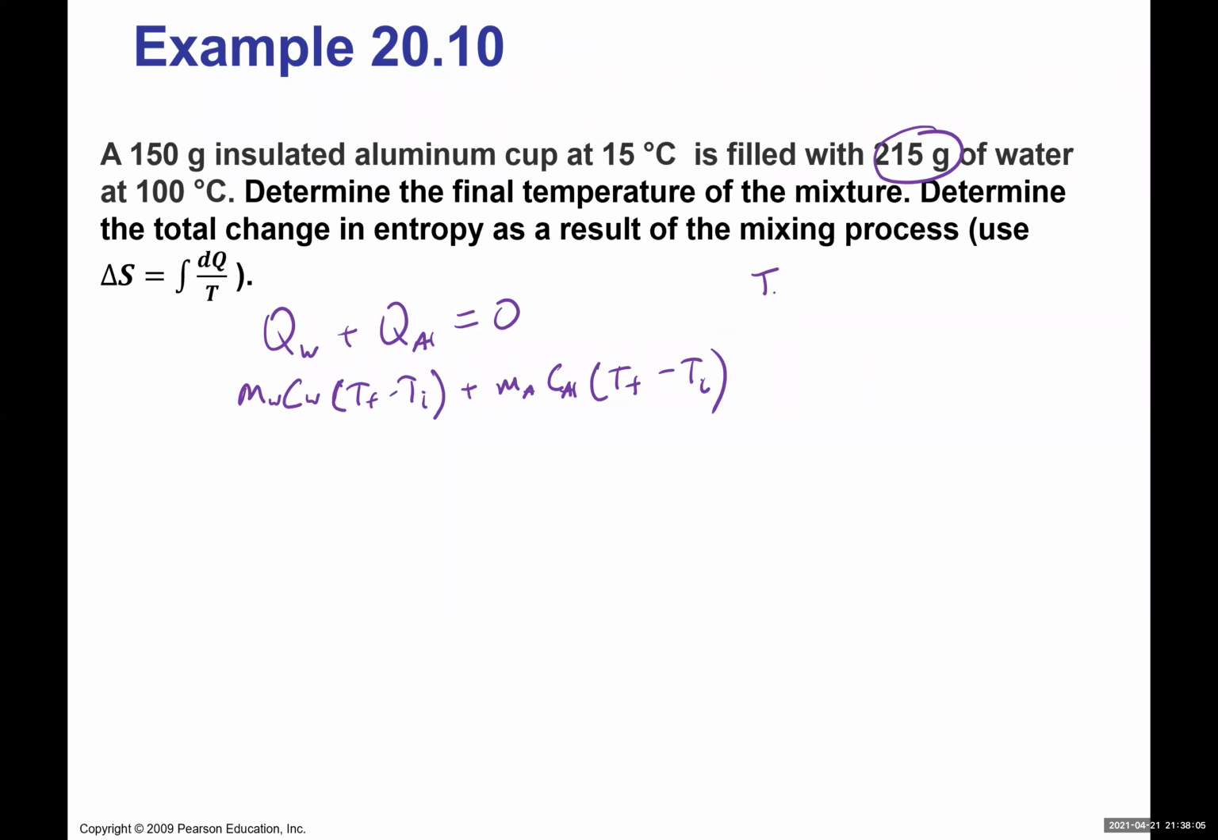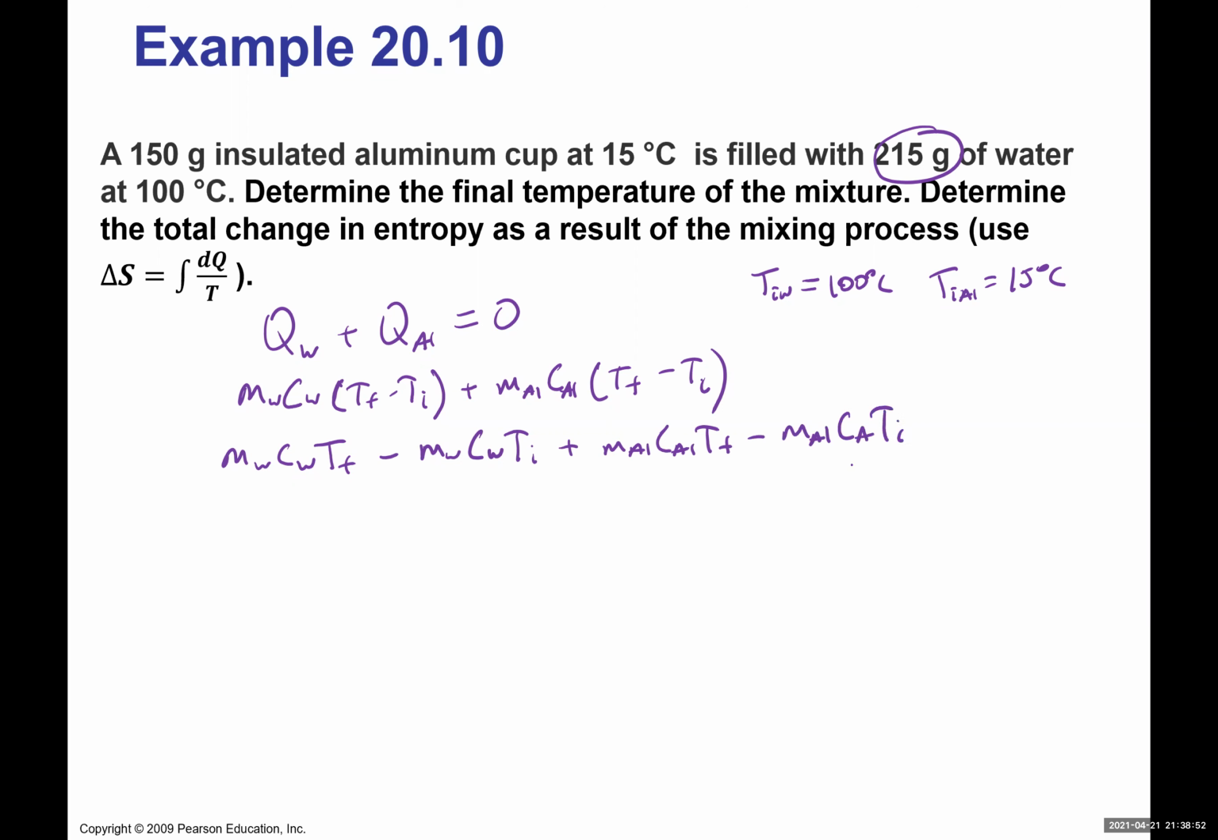Then what we know here is the T initial of water is equal to 100 degrees Celsius. T initial of aluminum is equal to 15 degrees Celsius. And we can always replace those things. Now, our goal here is to basically find the final temperature. Okay, that means we just write this as mass of water, specific heat of water, times T final, minus mass of water, specific heat of water, times T initial, then plus mass of aluminum times specific heat of aluminum times T final, minus mass of aluminum times specific heat of aluminum times T initial. And that's equal to 0.